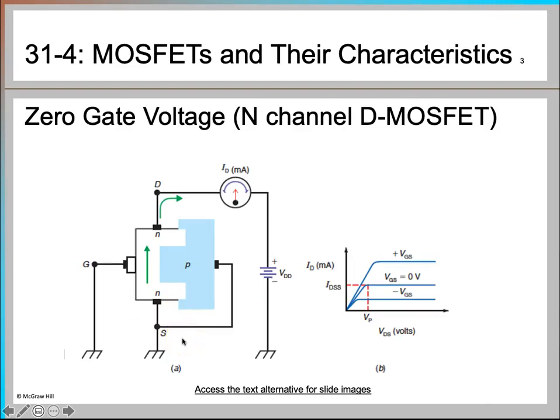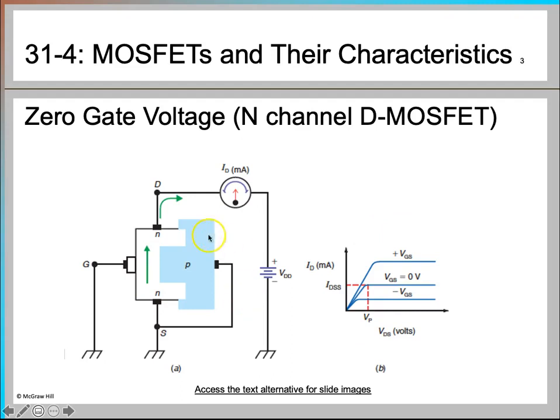Now next is the working of an N-channel D-MOSFET. In this particular case, we have zero gate voltage, which means the gate is shorted to the source. In this case, the drain current ID will flow in the N-type channel. The P-type substrate and the N-channel will form a reverse bias, which will result in zero current in the substrate. And since the gate is grounded, the gate current is going to be zero, because of the extremely high resistance of silicon dioxide, the insulated gate. This has really high resistance.